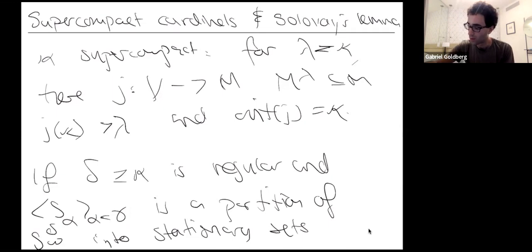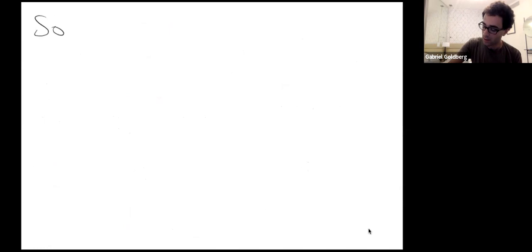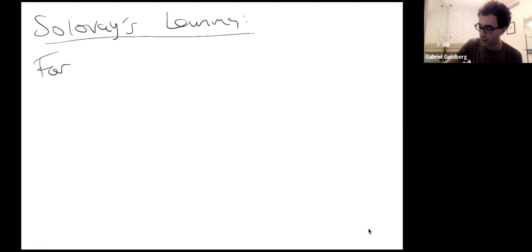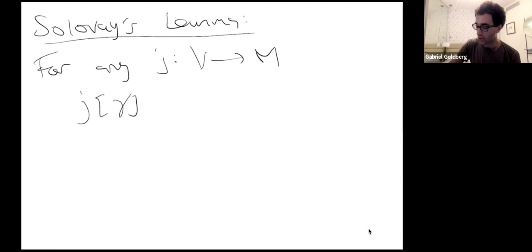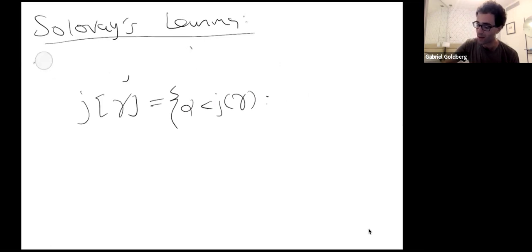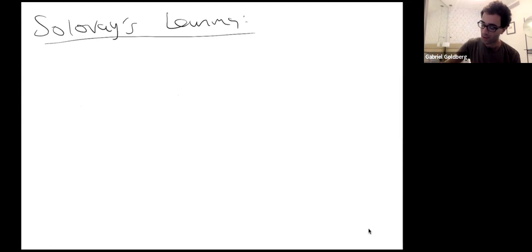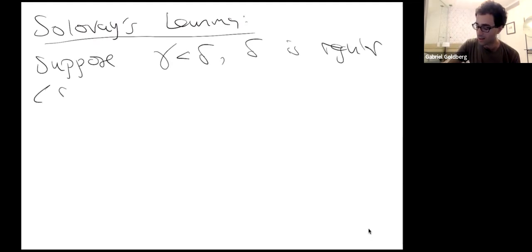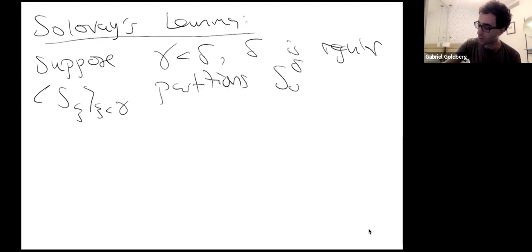then what's known as Solovay's lemma tells us that for any j from V into M, j image of ordinal gamma is precisely equal to the ordinals alpha less than j of gamma, such that... let me write out my hypotheses on this slide as well. So suppose gamma is less than delta, delta is regular, and S sub xi for xi less than gamma partitions S delta omega into stationary sets.